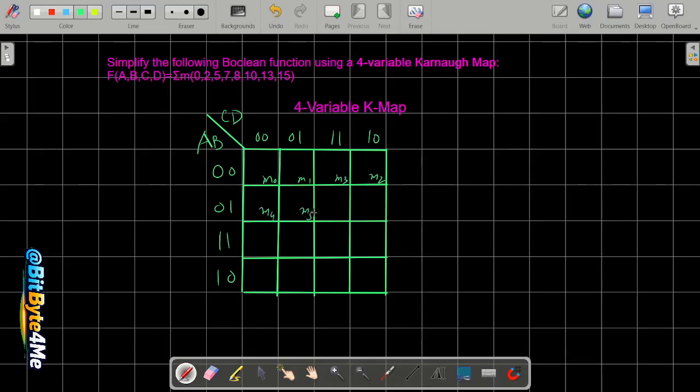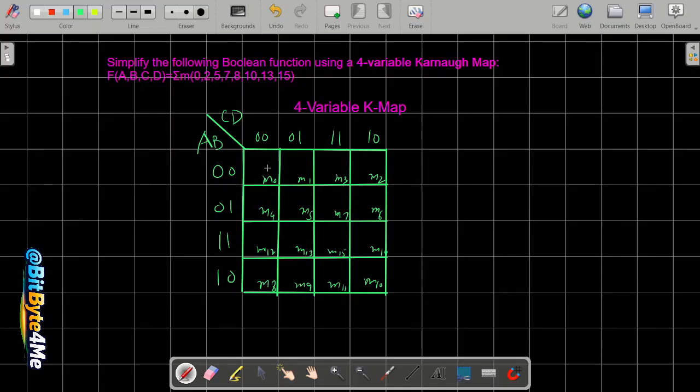M4, M5, M6, M7. Then it goes to this box, M8, M9, M10, M11, then M12, M13, M14, and M15. Because we know the order is 00, 01, 11, 10, first comes this, then this. Similarly, first comes this, then this.